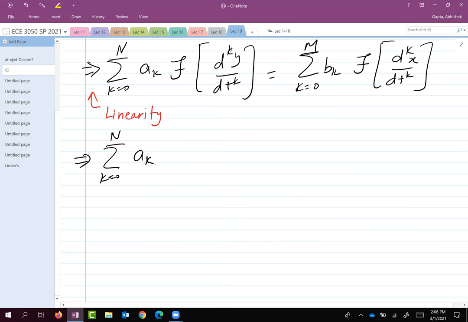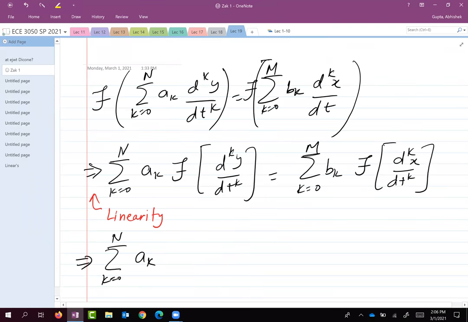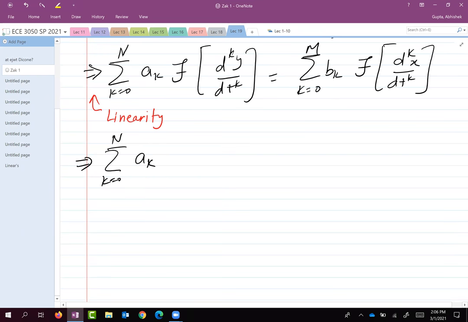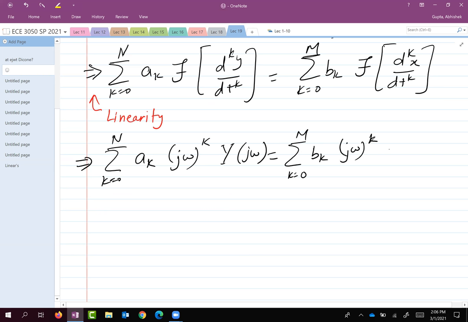Oh, I have a problem. So this is the kth derivative. So what should I do? Raise j omega to the power of k. j omega raised to power k, and then I have Y of j omega equals to BK j omega raised to K X of j omega.